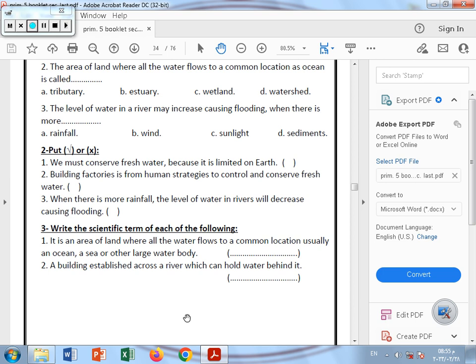Number 3, when there is more rainfall, the level of water in the river will decrease, causing flooding. That's wrong. When we have more rain, this means we have flooding, but the water in rivers will not decrease, it will increase.